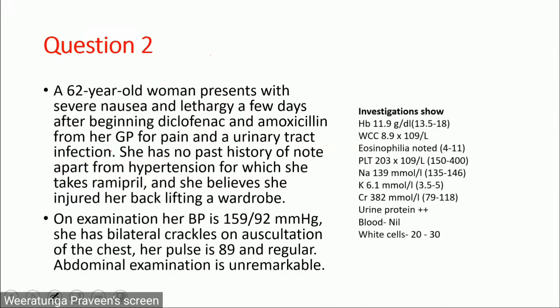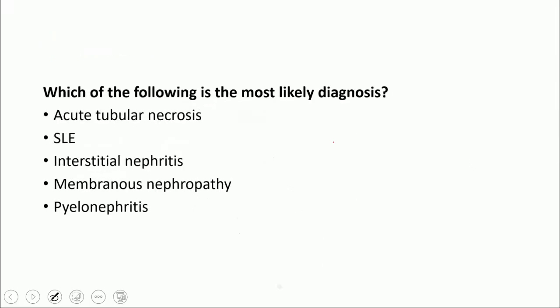Right. Now, question number 2, there is some story of amoxicillin being given, diclofenac being given, a long story. The important point here is that the patient has eosinophilia in peripheral blood, right?